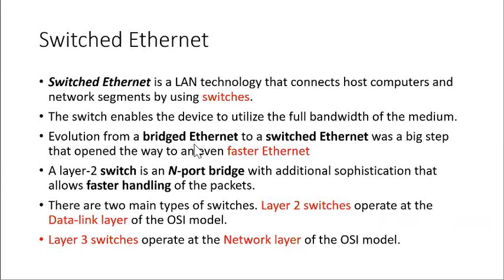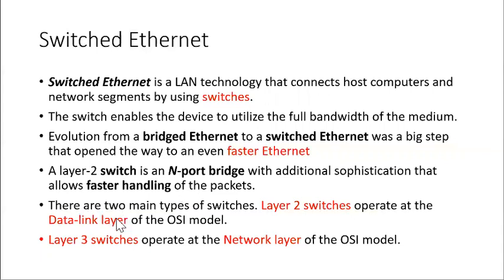The evolution from bridge Ethernet to switch Ethernet was a big step that opened the way to even faster Ethernet, right? By switching from bridge to switch Ethernet, the network performance was improved. The Ethernet was much faster compared to the traditional and the bridge Ethernet. So a layer 2 switch is also known as an N-port bridge, or multi-port bridge with additional sophistication that allows faster handling of the packet.